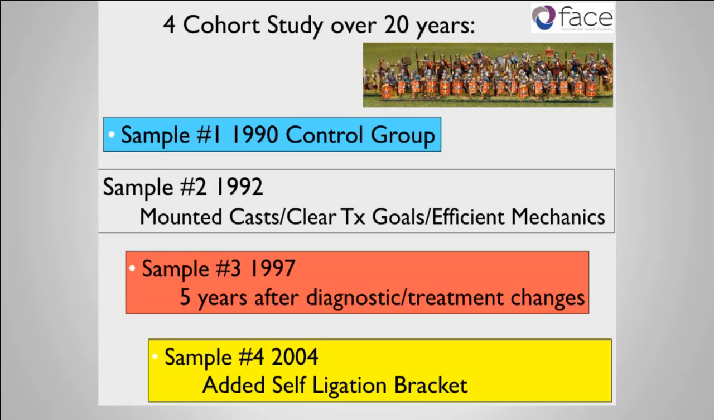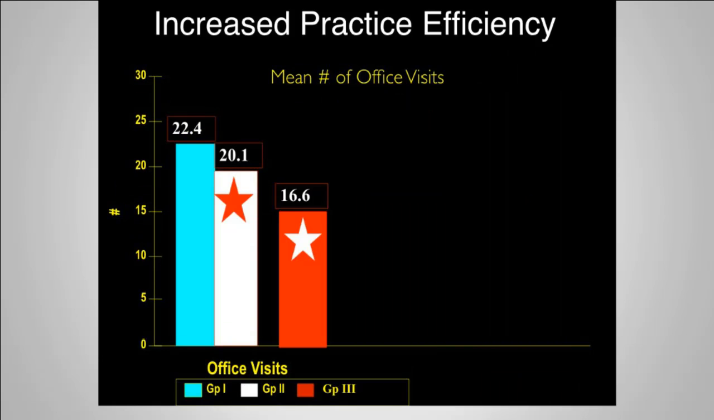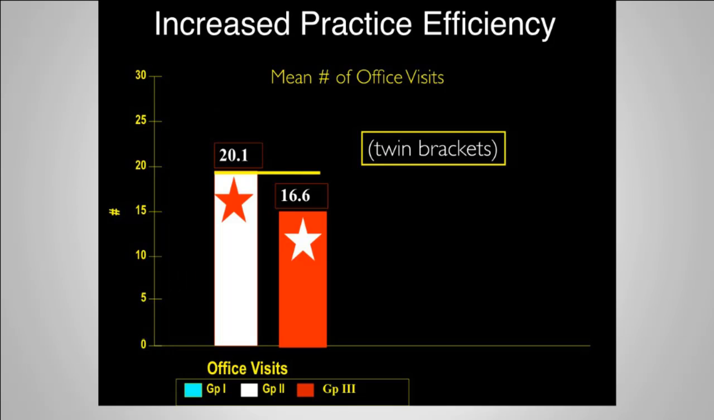And as I got into self-ligation brackets, we did another cohort study in the year 2004. The final analysis of this was that we increased practice efficiency by having more on-time finishes with each of the changes we made in the office. We reduced the number of office visits, and at that time we were using twin brackets.